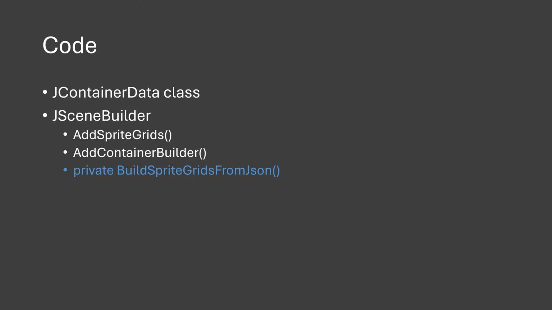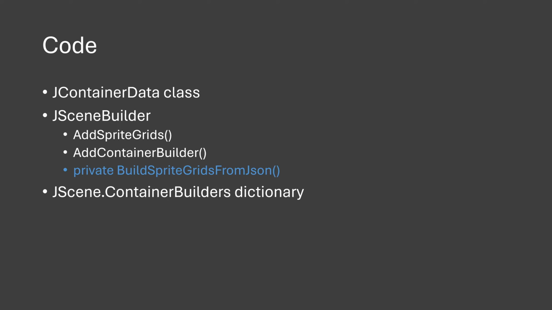And then once we have the sprite grids, we need to organize them into these composite sprites, composite containers, and that is the container builder method that does that. And that calls, at build time, when the scene is actually built, the build sprite grids from JSON method that takes this JSON file and then actually injects the containers and sprites, all of this hierarchy, into the actual render tree on the scene.